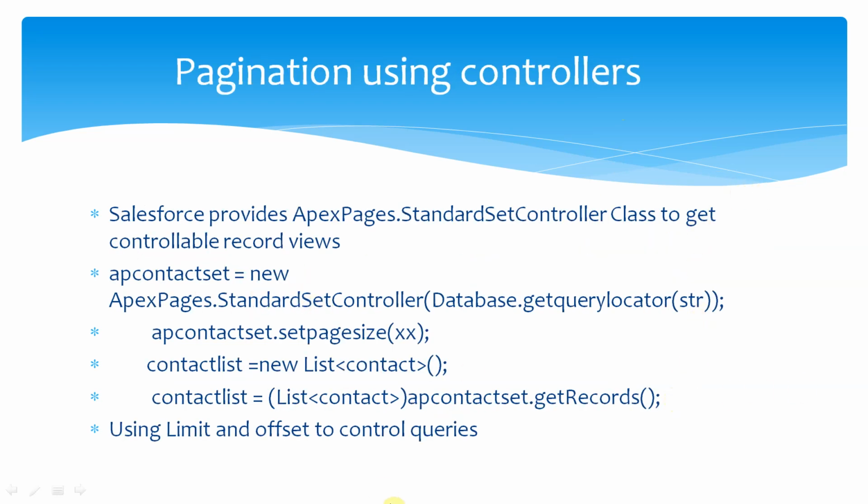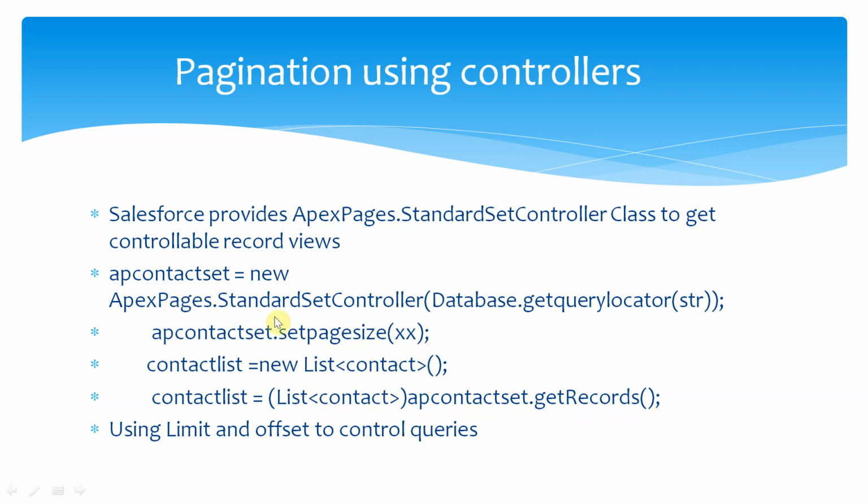Now, if you want to do pagination, you can use the standard set controller. Some example code is shared with you later. Basically, you'll have to pass the query, like when the user presses a button for forward or next, you'll have to pass the query, and you set the page size for the current, like 10 records or 100 records, and based on that, you'll get a new contact list, and you set the get records for it.